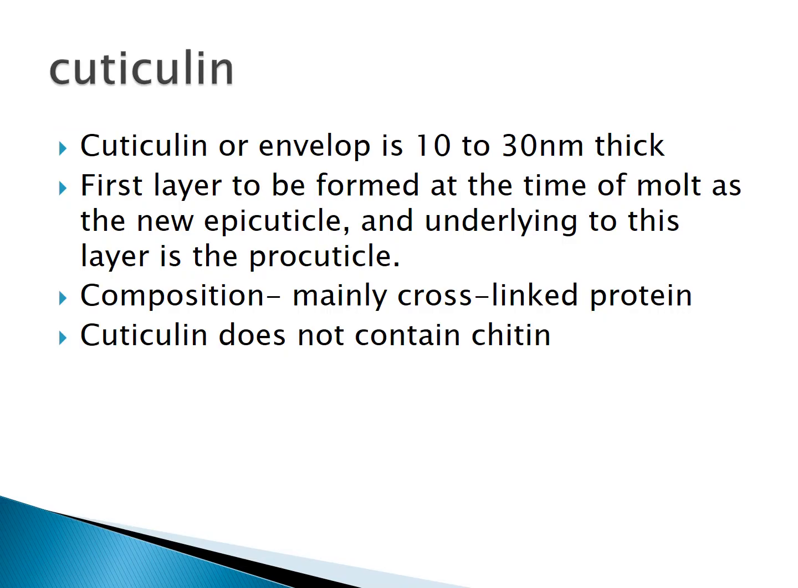What is cuticulin? Cuticulin or envelope is 10 to 30 nanometers thick. It is the first layer to be formed at the time of molt as the new epicuticle, and underlying this layer is the procuticle. As we discussed earlier, its composition is mainly cross-linked proteins. Cuticulin does not contain chitin.